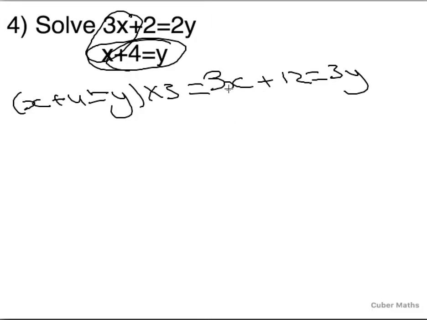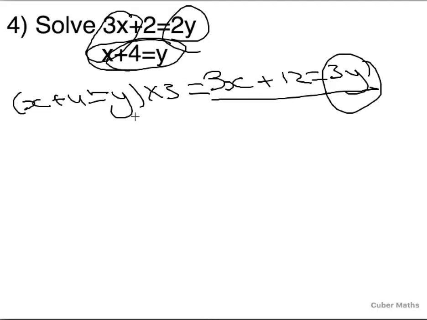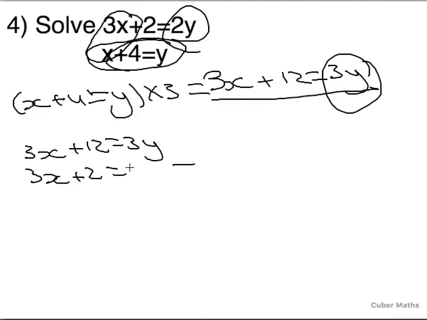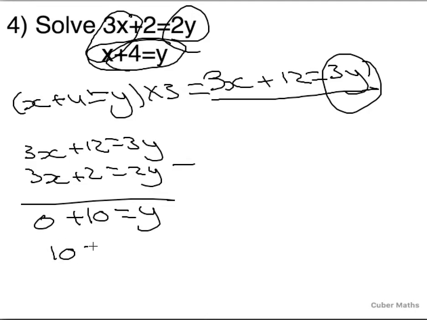So if we put this one on top, because if you see we've got 3y, and in this one above we've only got 2y. So if we put that one on the top, 3x add 12 is equal to 3y. And because we've got two pluses, we know we need to take away. So we're going to take away 3x plus 2 equals 2y. So that's going to give us 3x take away 3x, so 0, plus 12 take away 2, which is going to give us 10, is equal to 3y take away 2y, so y. So 10 is equal to y.